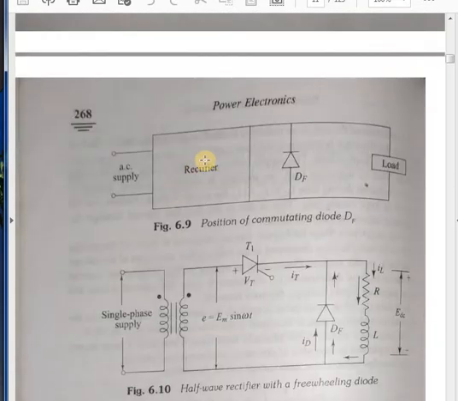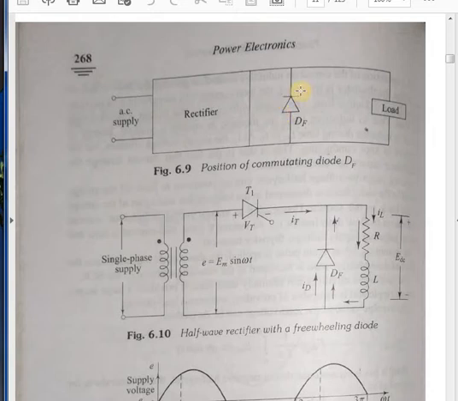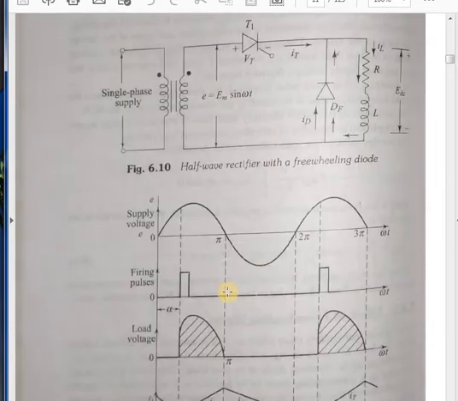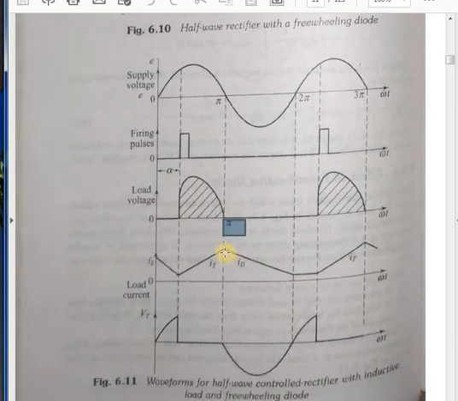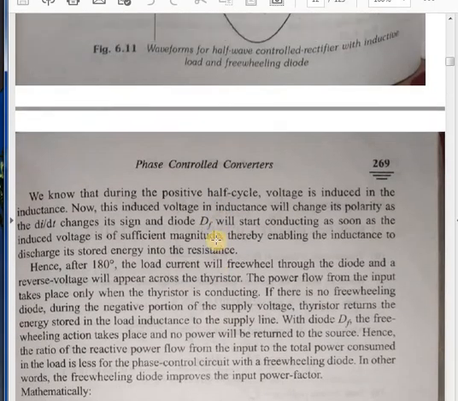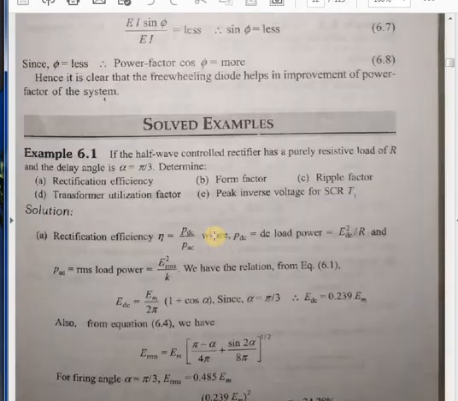So when using a freewheeling diode, the position of the freewheeling diode in your rectifier should be present here, before the load. If you see, without the freewheeling diode the voltage was occurring here. When you use the freewheeling diode, this voltage will not go into the negative half cycle, it will be only in the positive half cycle. That is the main advantage of the freewheeling diode being used.